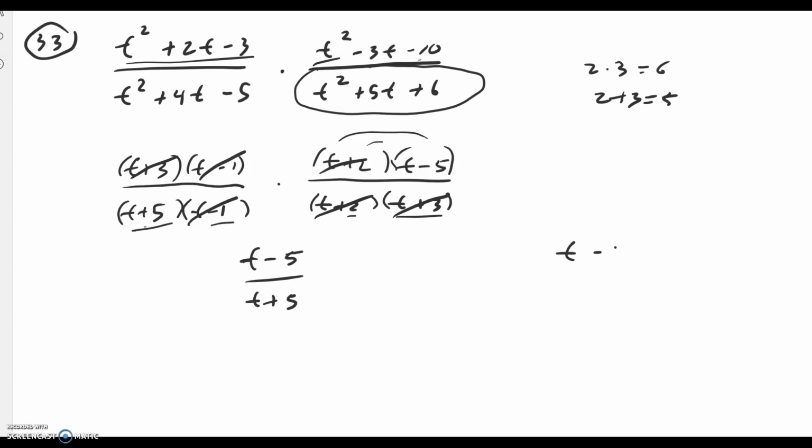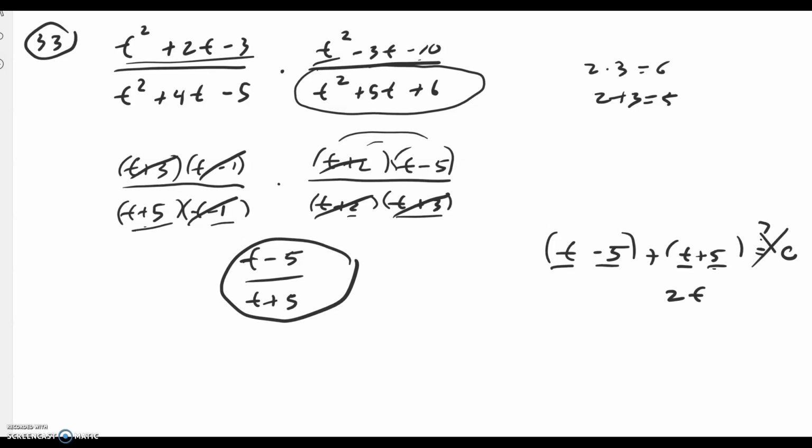The question is, are these opposites? And one way to answer that question is to add them and see if you get 0. The negative 5 and the positive 5 are opposites, but the t plus t is 2t, so it does not equal 0. So this is the final answer. It doesn't reduce anymore.